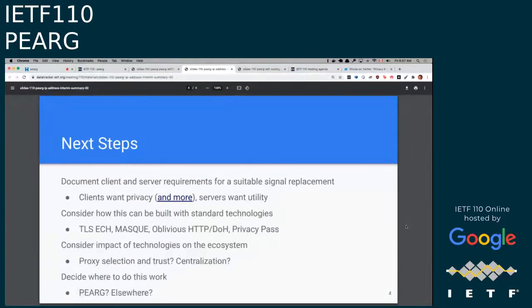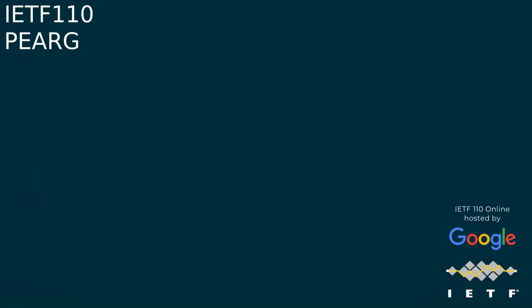If you're going to do something similar to Gnatcatcher, how do clients actually pick proxies? How are they audited? How are they trusted? What are other aspects of centralization that we'd be concerned about? And perhaps also, logistically speaking, we should decide where this work should take place, be it in PEARG or elsewhere. I have no strong opinions there. I think it's useful work, so it could probably happen anywhere.